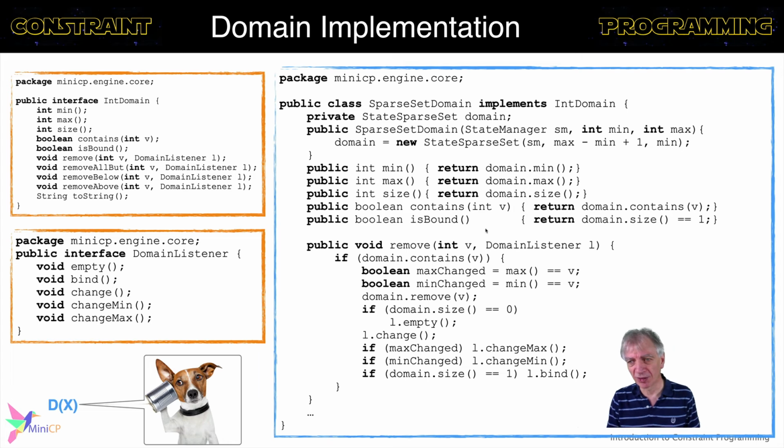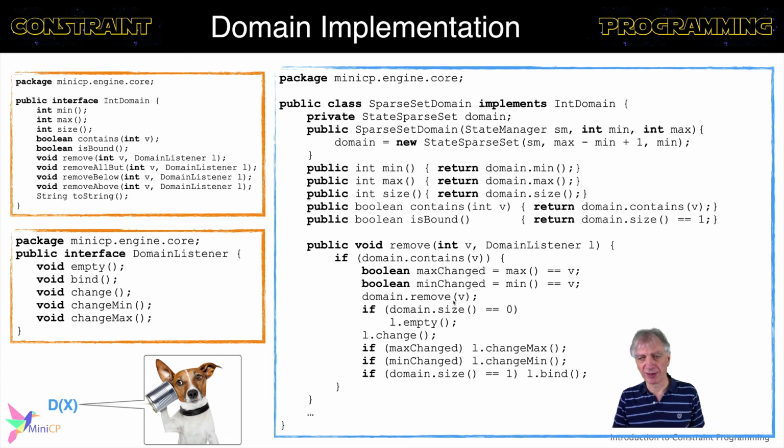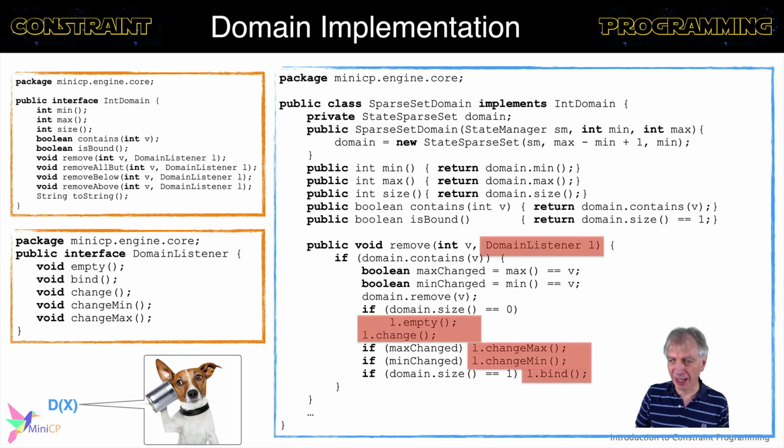The only place where you have something which is really interesting is in the methods that are removing all but, below, and above. And I'm going to show you one here. So this is the method for removing. And so essentially the key point here is first you test if the value is inside the domain, because if it's not in the domain, then you can throw it away. And then you're going to remove it. But all the rest that you see there, it's just informing the rest of the world what happens, right? So you have the domain listener, and you're going to tell the domain listener that, hey, I'm becoming empty, or, I have changed, or my max or my min has changed, or, I have a single value left. That's what you are doing.